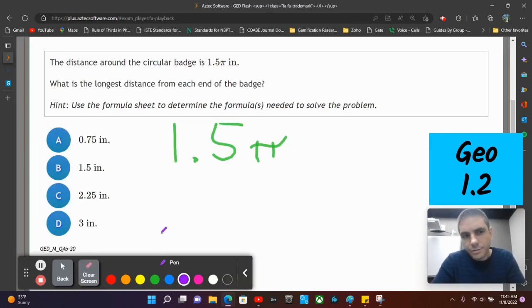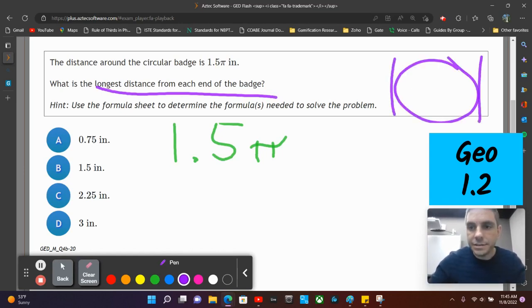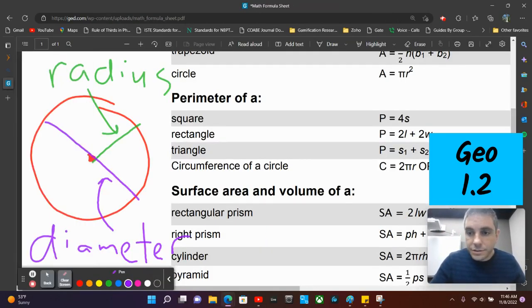Okay, so we know now that we're dealing with circumference. We know that we have two options for the circumference measurement using either diameter or radius. But let's take a look now at the actual question again. That might shed some light on which form we want to use. It says, what is the longest distance from each end of the badge? To me, that indicates the width of the badge. So that means that using the diameter form of this circumference formula is going to be our best bet.